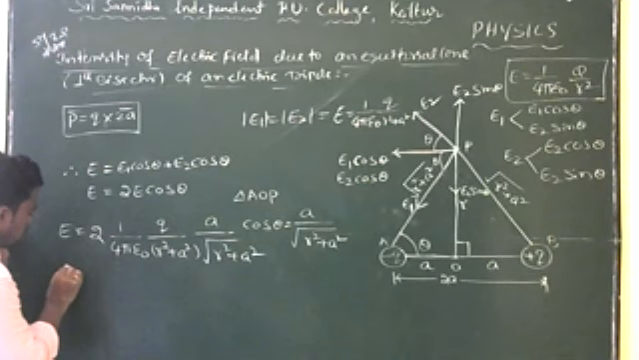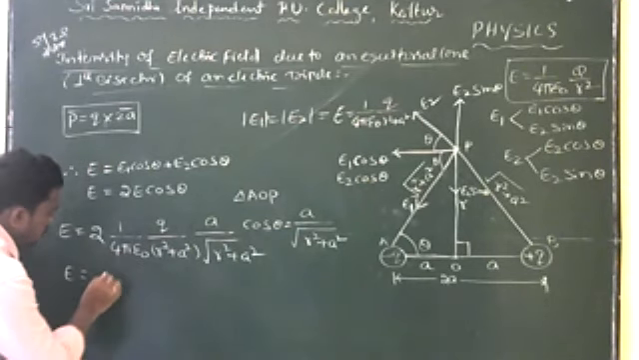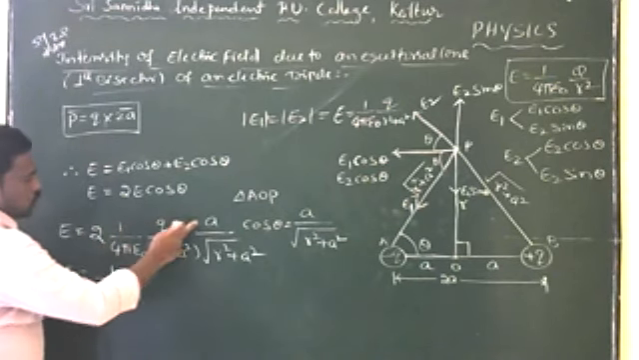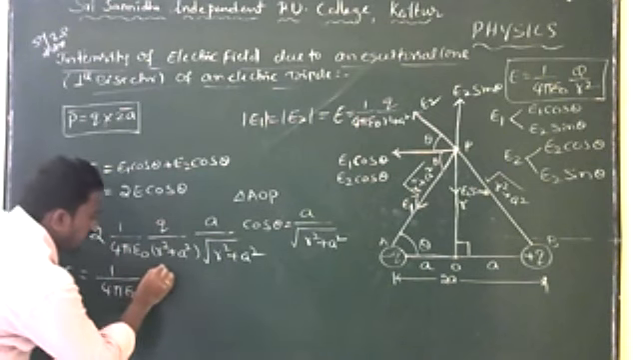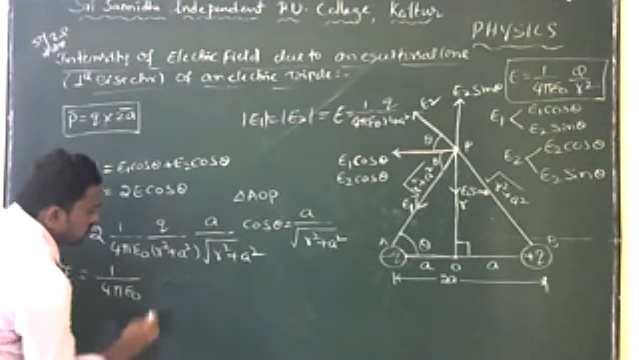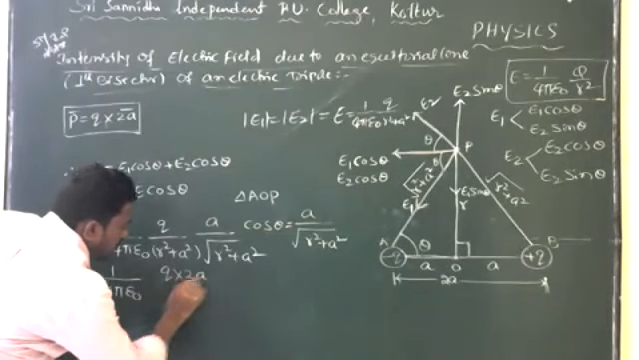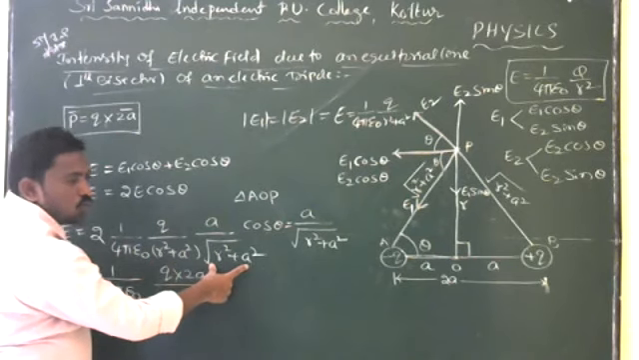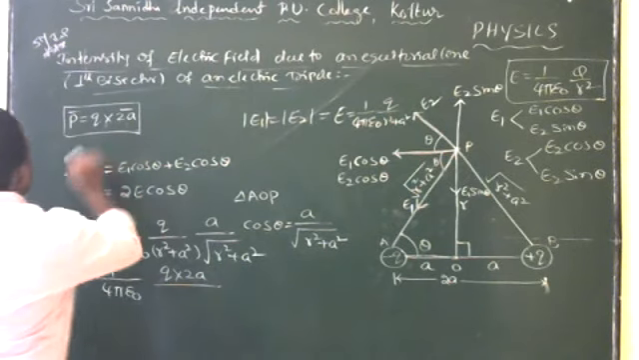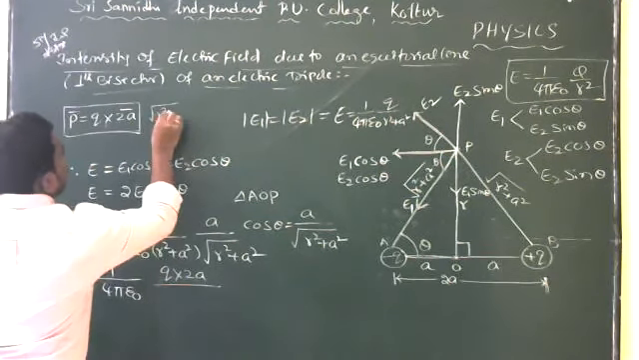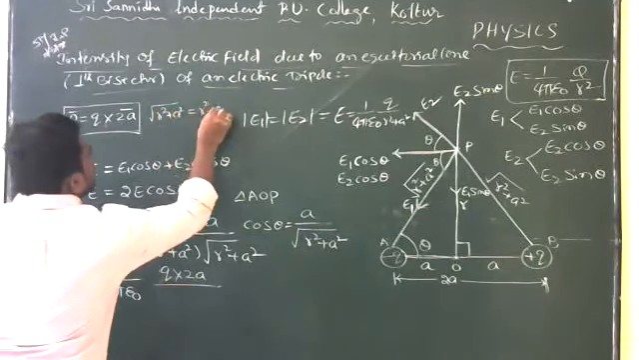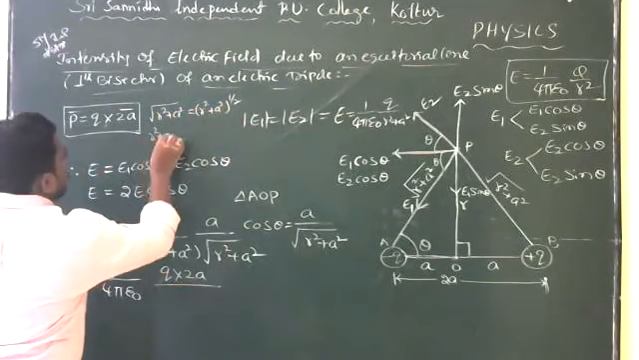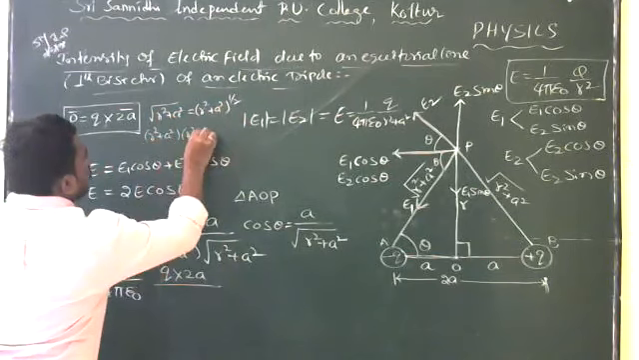So E is equal to, in this equation, 1 by 4 pi epsilon naught. The product 2qa can be written as q into 2a, divided by (R square plus A square) into (R square plus A square) whole to the power of 1 by 2. The root of R square plus A square can be written as (R square plus A square) whole to the power of 1 by 2. So here also it is R square plus A square.